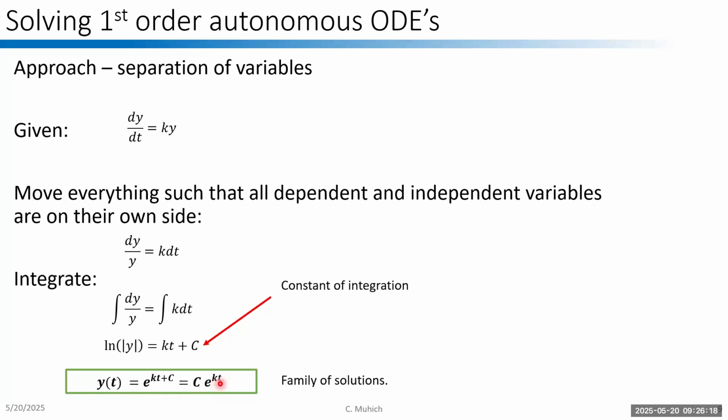Notice that we end up with a family of solutions. I have a constant times e to the kt, and I don't know what this constant is. It could be 3, it could be 7, it could be negative 236, whatever. I have this whole family that's going to follow this behavior of the exponential of kt multiplied by that c.